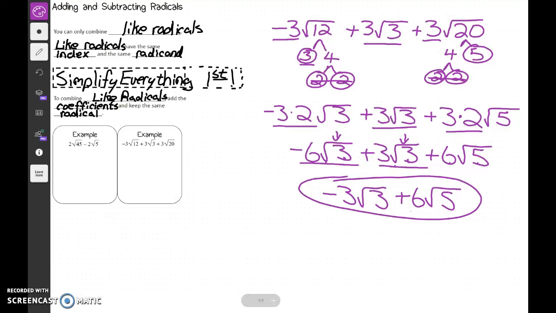So, like I said, those would give you the examples for these two problems. Make sure you write those down. And if you have any questions, please let me know.